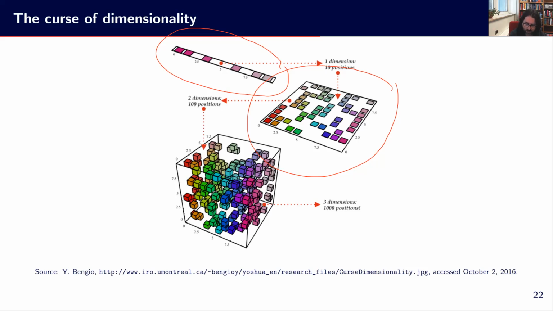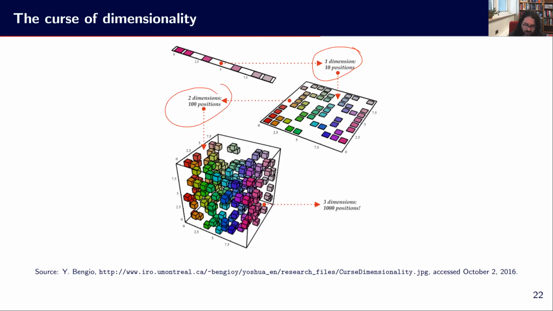And then if we go to 3 dimensions, this is even bigger. Like it is explained here, from one dimension we need 10 positions, with 2 dimensions we need 100 positions, and with 3 dimensions we have 1,000 positions. So given all these positions, the number of samples needed to preserve density needs to be increased significantly.